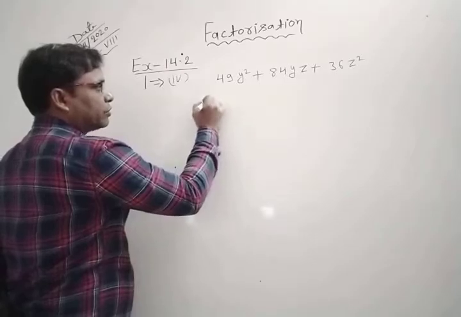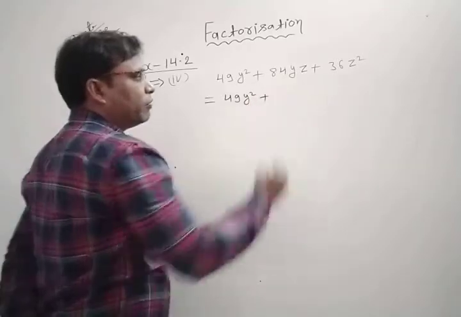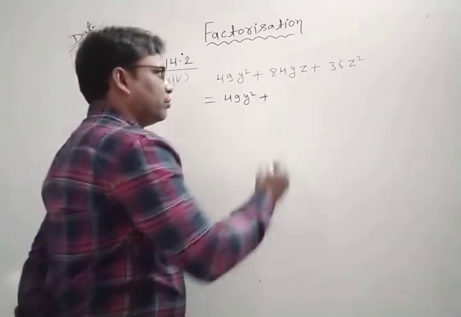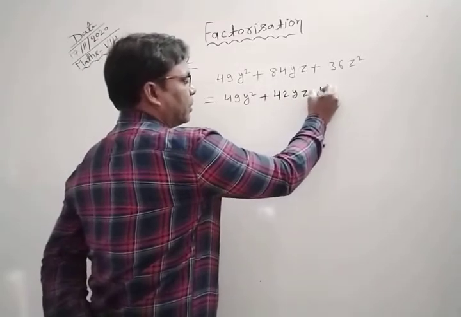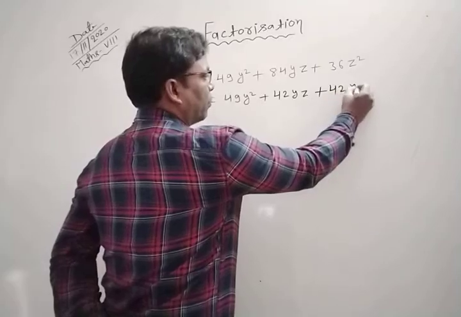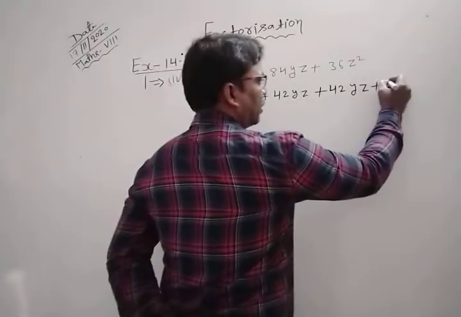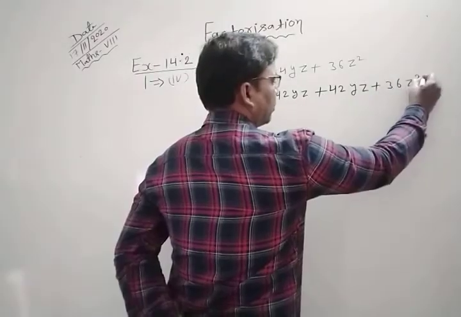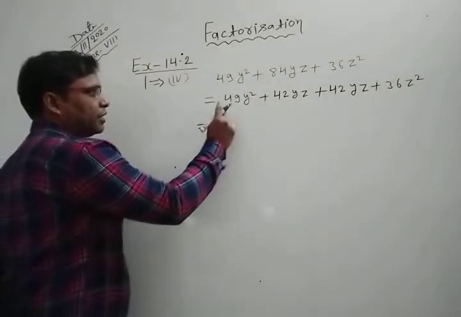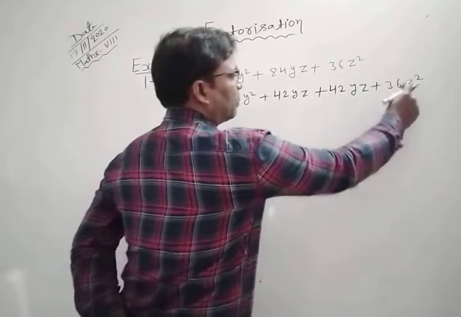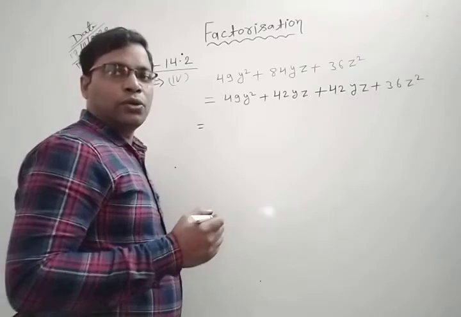You can write it as 49y square plus, dividing 84 gives 42, so 42yz plus 42yz plus 36z square. This is clear. Now after this we group it. We take the first two terms in the first group and the second two terms in the second group. So you use brackets to group it.